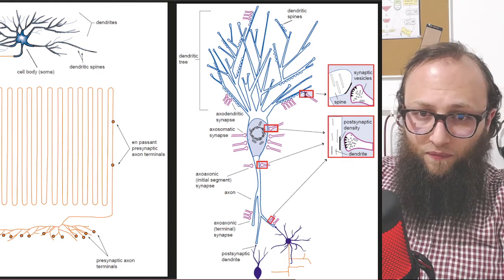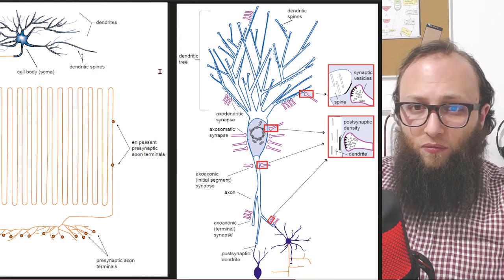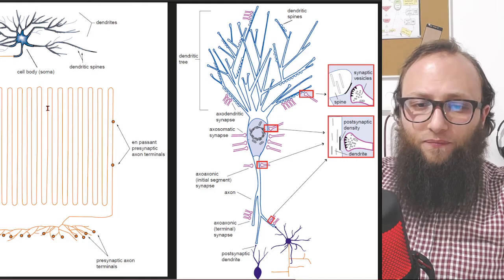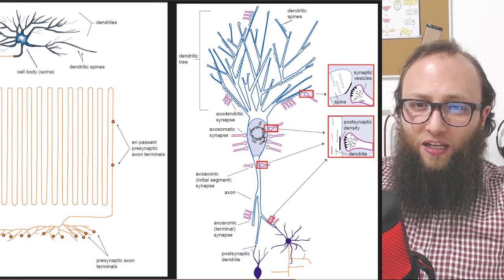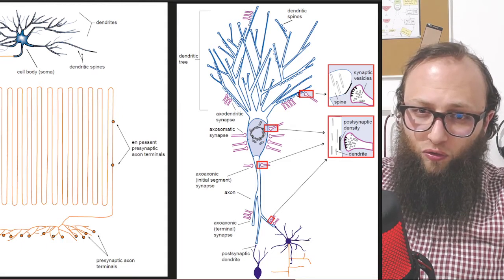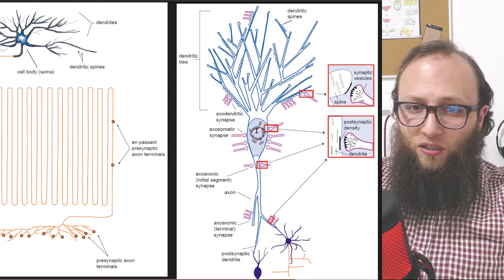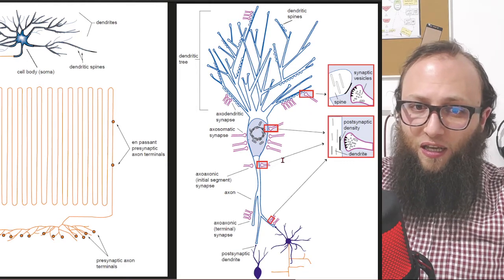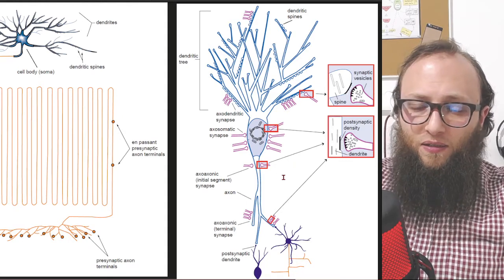Okay, again, we have the usual, I would say, axodendritic synapse, like this one, between the axon of one neuron and the dendrites of this neuron. But we have other forms like axosomatic and axonic synapses.